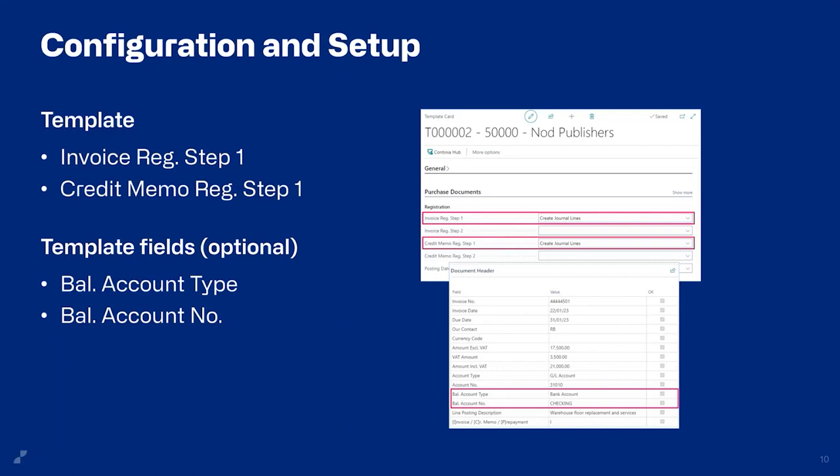You can, of course, post the documents into the journal without a balancing account or a manually selected balancing account. Then Document Capture automatically would use the vendor account as the balancing account. Well, let's take a look at how this is configured.